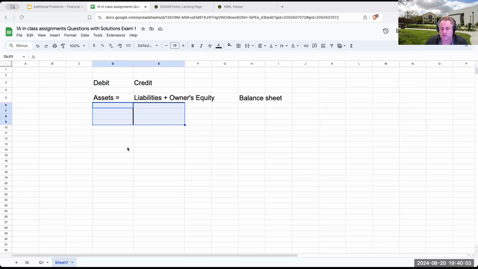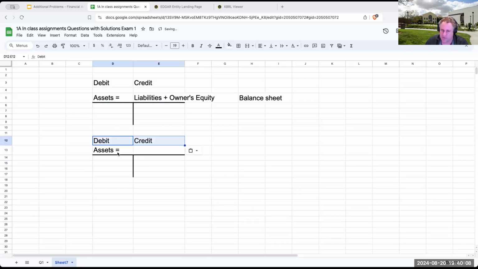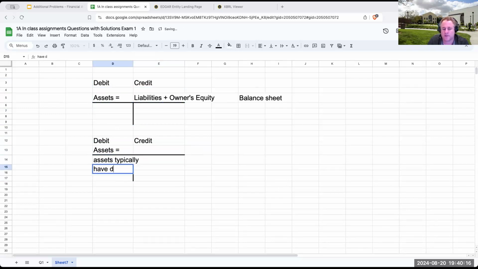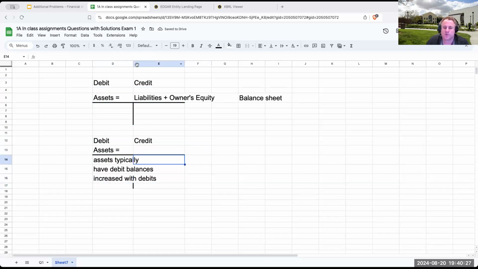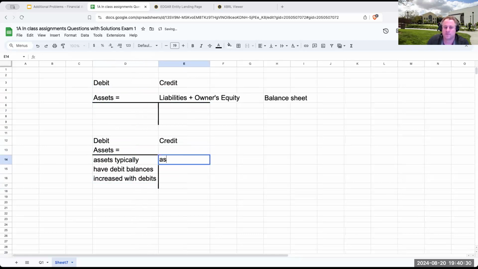What this tells us when it comes to recording asset transactions is that assets will typically have debit balances. They're going to be increased with debits, and assets will be decreased with credits. Whenever we have a transaction going on, this always has to be true about assets.